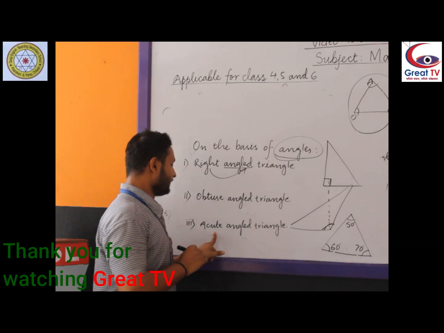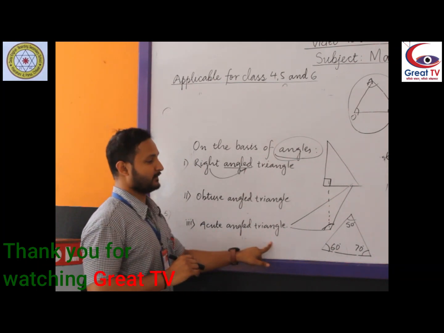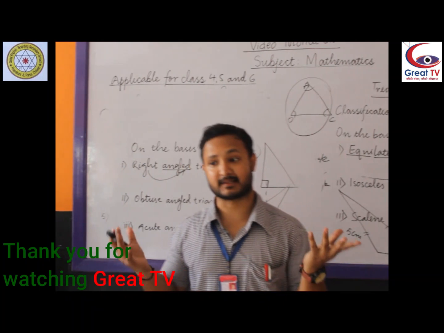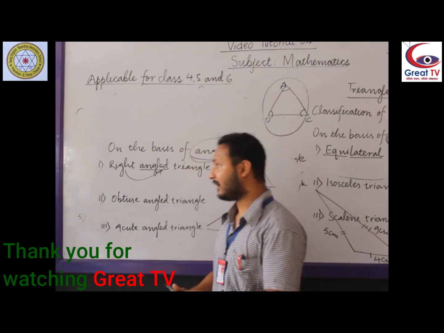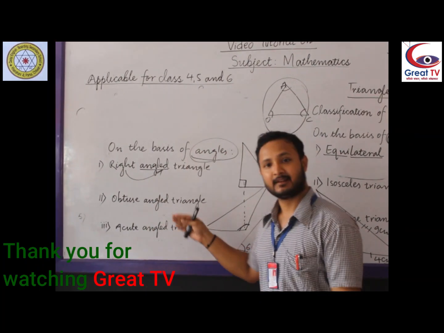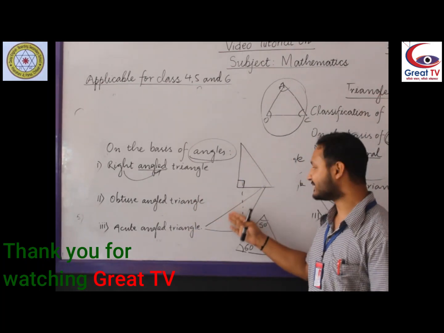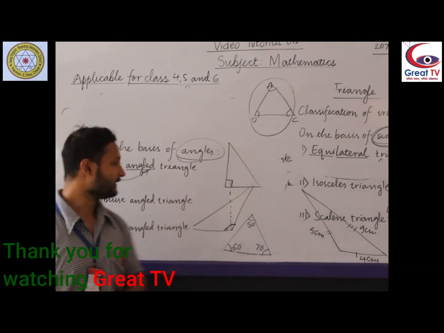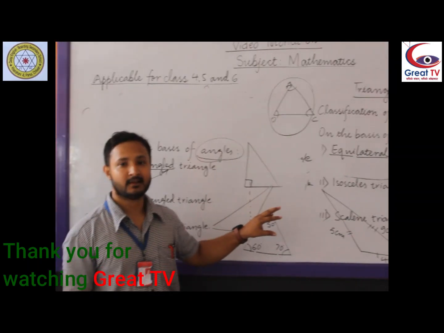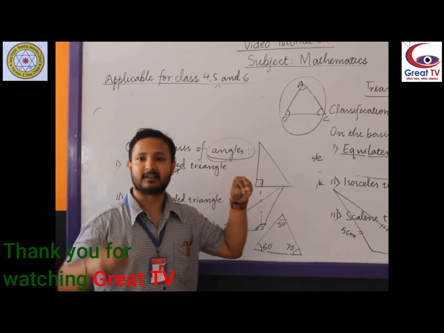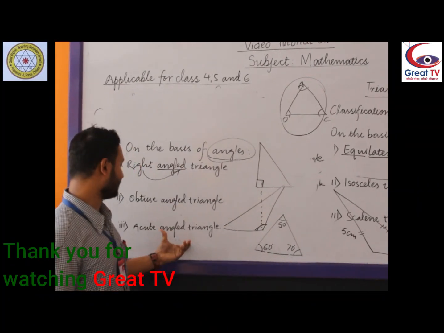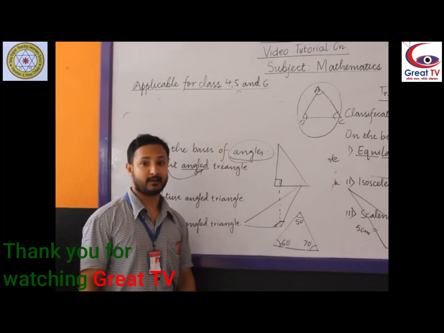So, acute angle triangle. Acute angle means less than 90 degrees. That's why all the angles inside an acute angle triangle are less than 90 degrees. So if you see a triangle containing all angles which are less than 90 degrees, then that is called acute angle triangle.